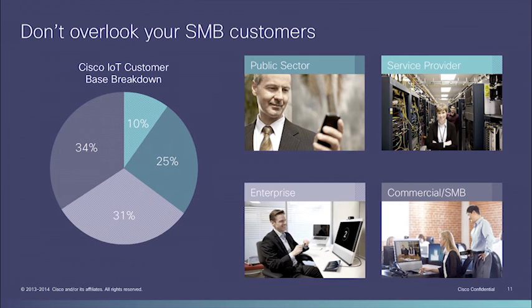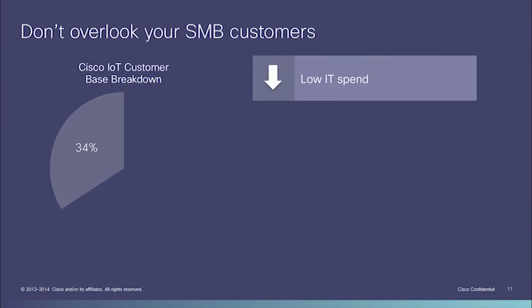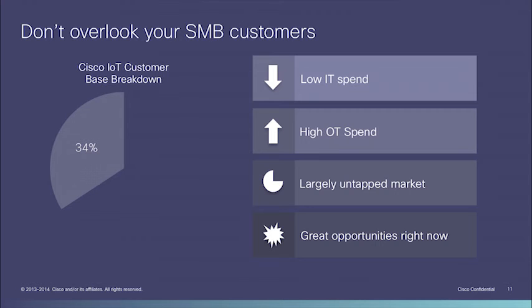The commercial and SMB opportunities are especially significant. Traditionally, commercial customers don't have a large IT spend, but often have a large OT spend. By joining IT and OT together with IoT solutions, you can take advantage of a largely untapped market and create IoT selling opportunities right now. These opportunities are not always where you might expect. Often, smaller customers with a lower IT spend provide great opportunities for IoT sales.